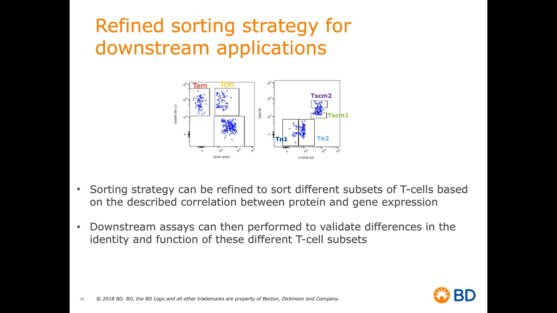But another important consequence of this analysis is that now we have gained information about the correlation between protein expression and gene expression, and we can refine our sorting gating strategy so that when we repeat this experiment for downstream analysis, instead of using a broad gate as we used before, we can narrow down our gating based on the observation we just showed you to dissect even at the finer level the population of interest.